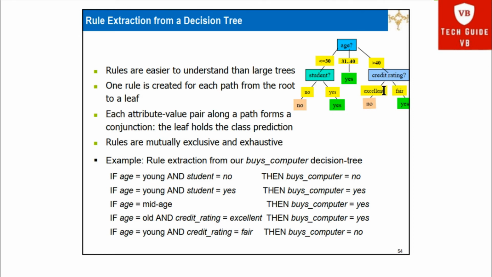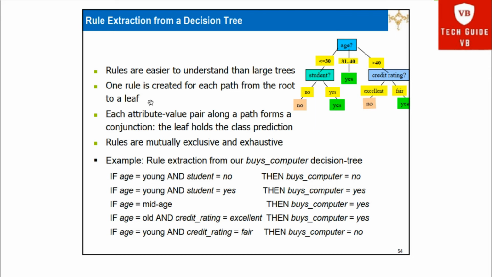If it is an excellent credit rating, then he will not buy a computer, and if it is a fair credit rating, then surely he will buy a computer. You can extract the rules from this decision tree. Rules are easier to understand than large trees. One rule is created for each path from the root to a leaf. Each attribute value pair along a path forms a conjunction. The leaf holds the class prediction.